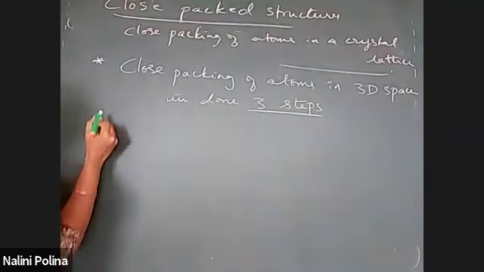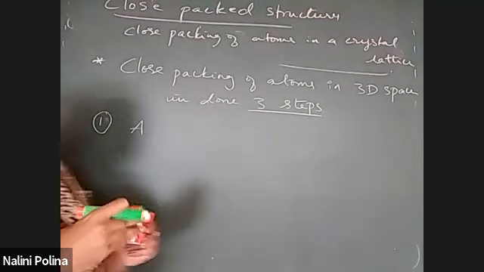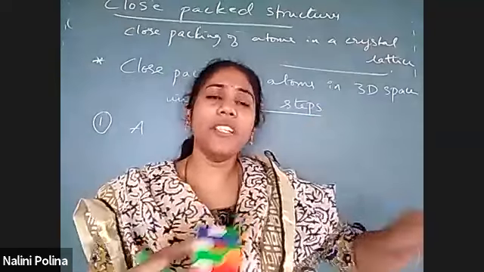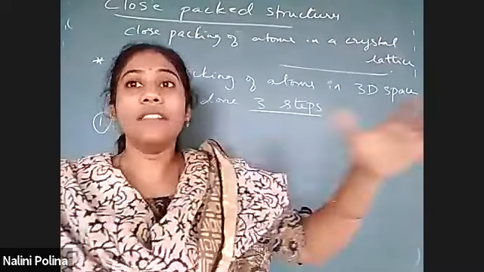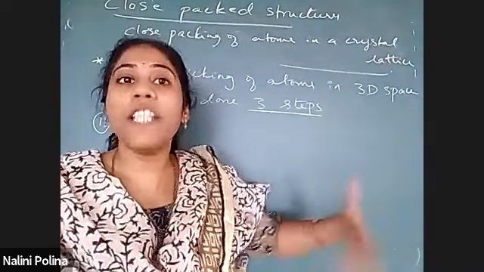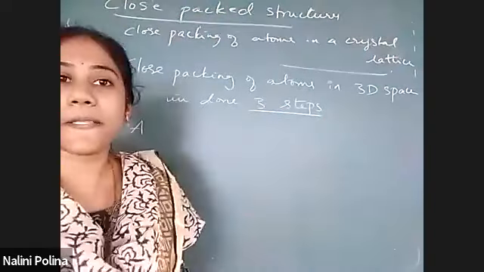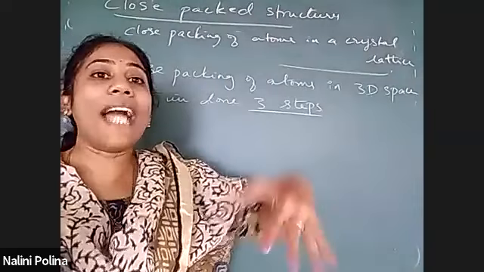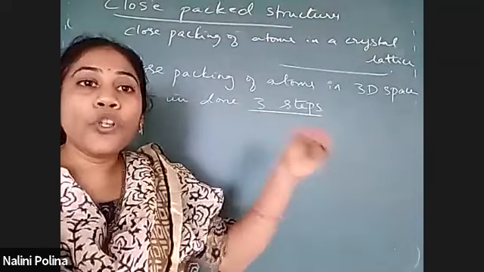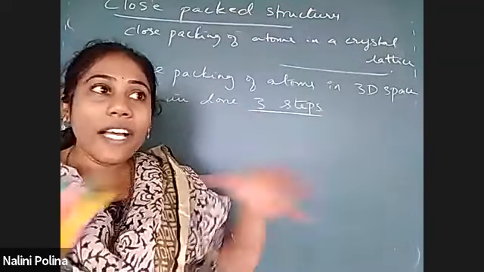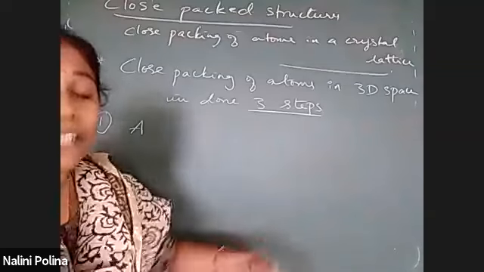Step number 1: arrangement in one dimension. First, atoms are arranged in one dimension. Later, the atoms are arranged in two dimensions. And finally, the atoms are arranged in three dimensions. Step by step, we are going to study how exactly the atoms are arranged in the three-dimensional space. We are studying how the atoms arrange close to each other in an orderly way to form a full lattice. We are trying to understand.